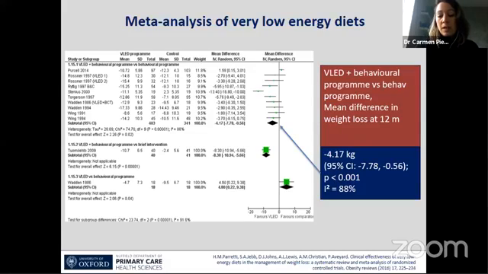low, let's say minimal intensity programs, can achieve about 2 to 3 kilograms. And these meal replacement diets or very low energy diets can enhance that amount of weight loss.